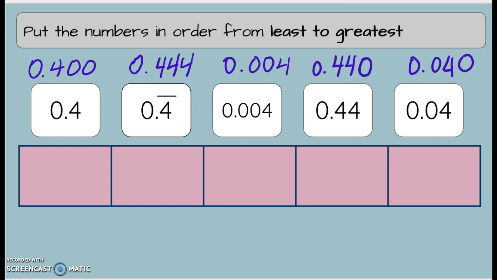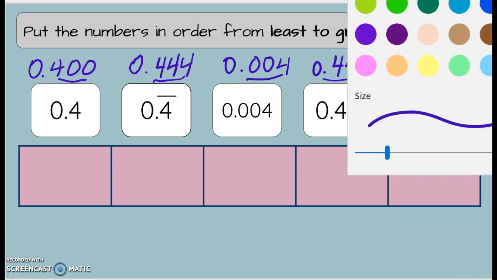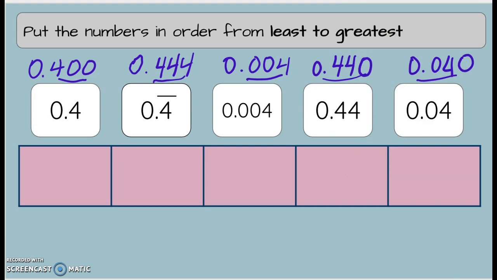So I would read the first one as 400. The second number is 444. The third number is 4. Then 440 and 40. So I know out of all those numbers that the smallest number is 4. Okay, so there's my 4. I'm going to put a little 1 above that. Looking at the rest of the numbers, the second smallest number would be 40.